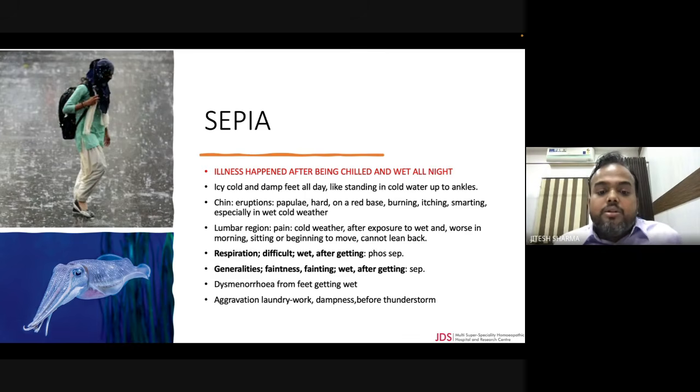So dysmenorrhea after feet getting wet, that is Sepia. Washerwoman remedy, aggravated by laundry work, that is Sepia. Dampness before thunderstorm, Sepia. Interestingly, icy cold, damp feet all day, like standing in cold water up to the ankles. They have so much coldness of feet. That's Sepia. So how do all complaints of Sepia start? Illness happened after being chilled and wet all night. Sepia.